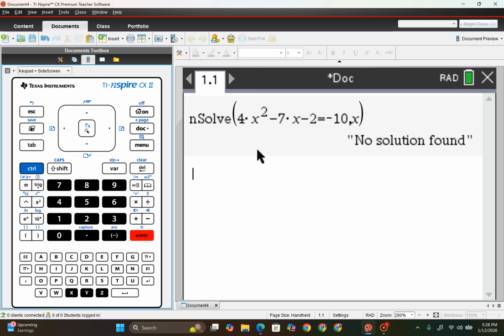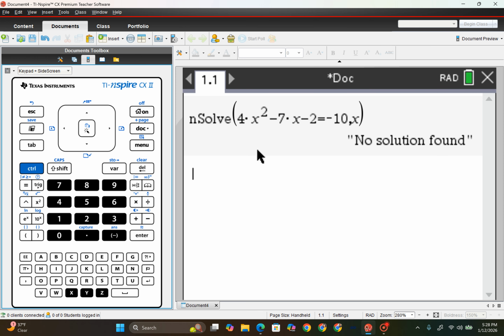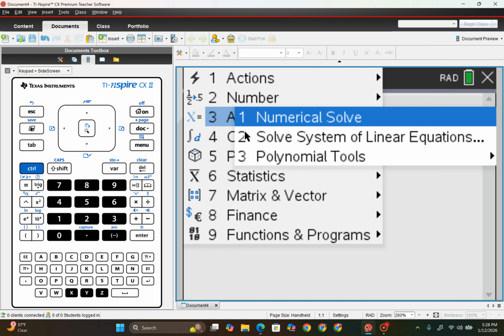Okay, so what does that mean? That means that it is not a real number. So let's go back. Anything that does not have an i in it is wrong. All right, that kind of narrows it down. Okay, so now let's see what we can do next. Let's do menu. Let's continue using our calculator.